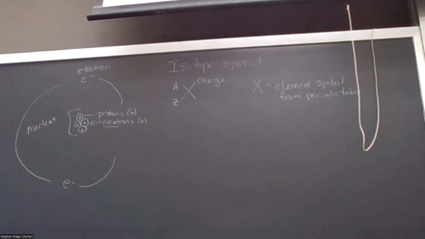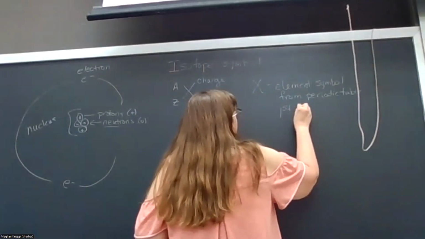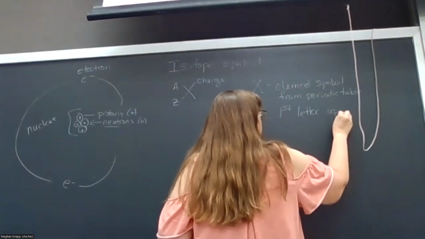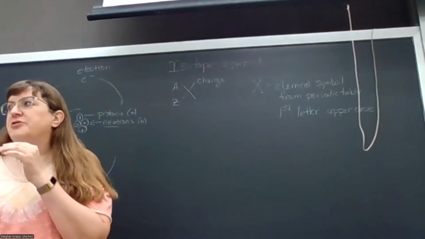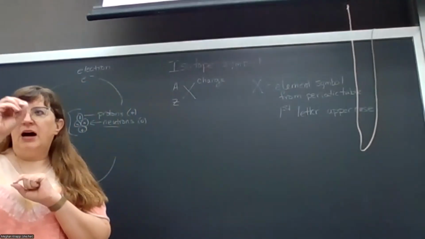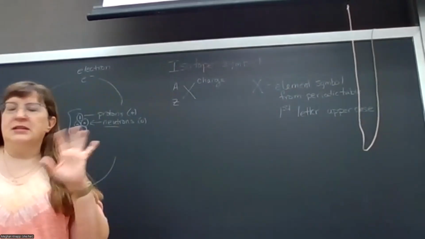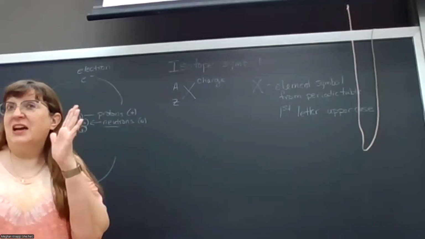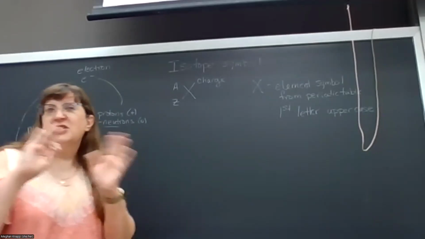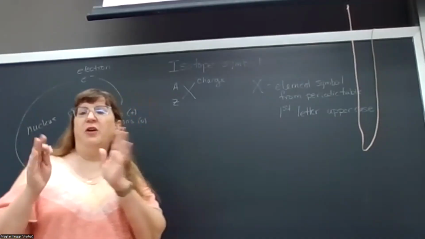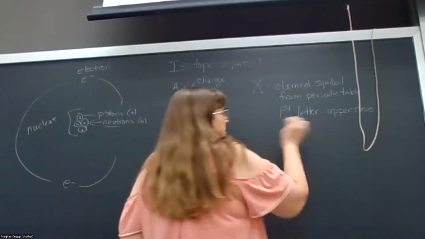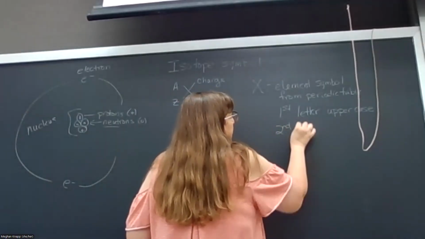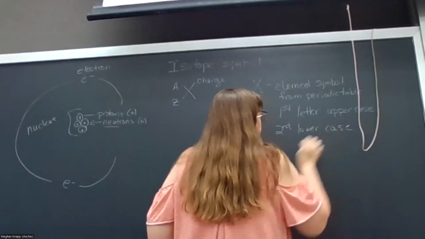Some rules about those symbols. The first letter is uppercase or capital. So you're not allowed to write a lowercase i for iodine. That doesn't count. The reason is it gets confusing when you're smushing them together in formulas as to where one thing starts and one thing ends if you don't follow these rules. So the first letter is uppercase. If there's a second letter, it's lowercase.